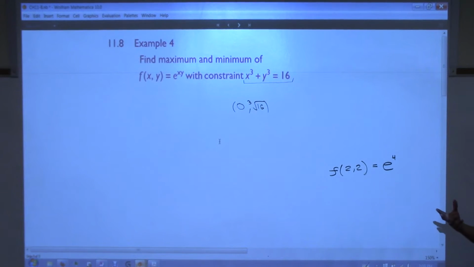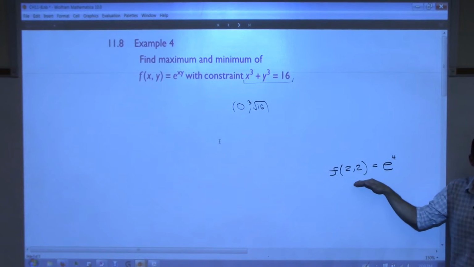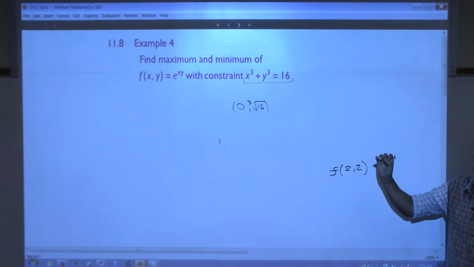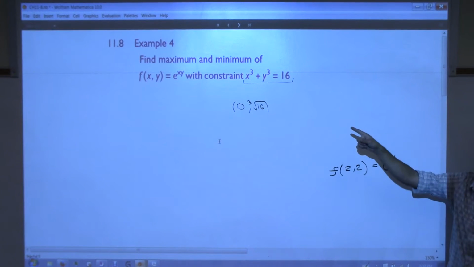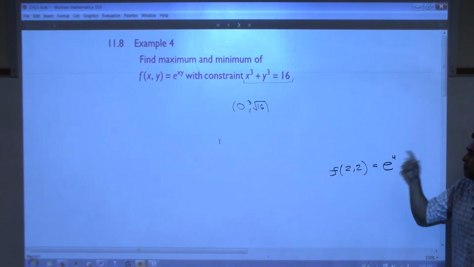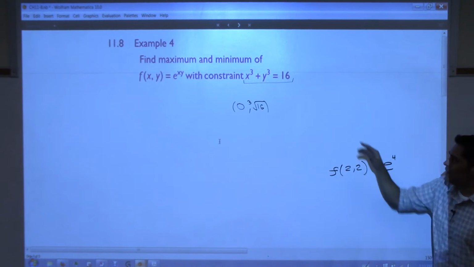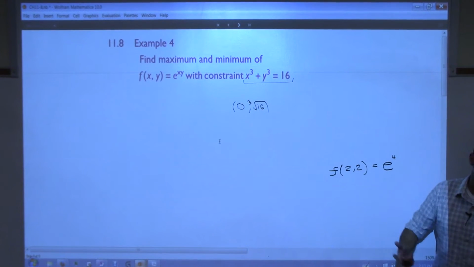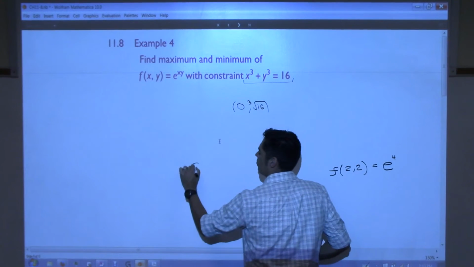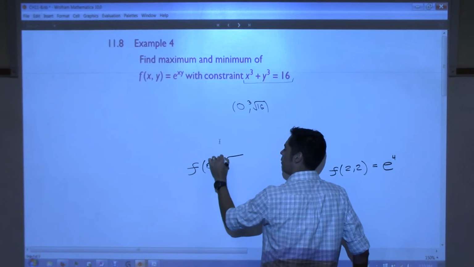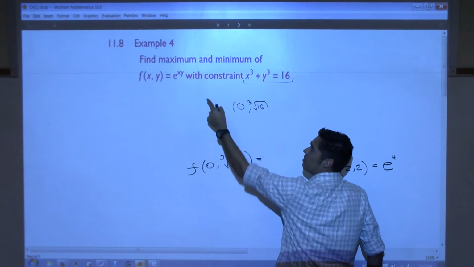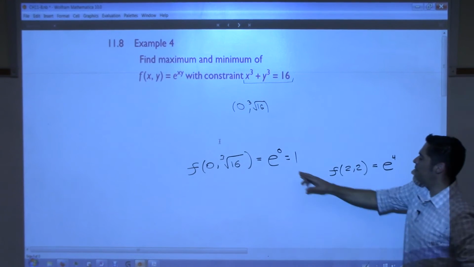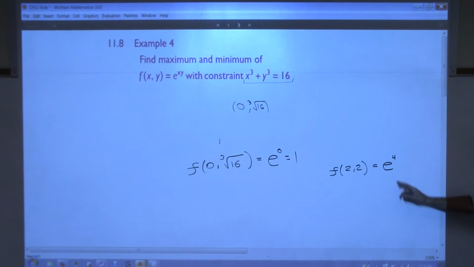The point is this. You don't know if this is the max or min, right? So if you pick any other point on the curve, if this is a max, that's going to be smaller. If you pick any other point on the curve and the value when you plug it in is bigger, then that's a minimum. So all you have to do is check one other point. So what happens if I plug that in? What's f of 0, cube root of 16? That's e to the 0, isn't it? Which is 1. So 1 is definitely smaller than this, so this has got to be a maximum.